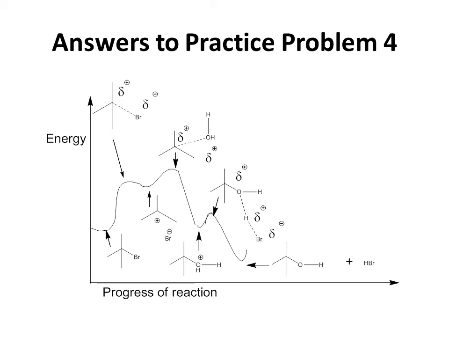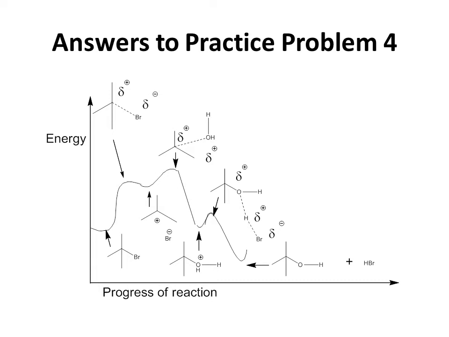The carbocation then reacts in a fast step, that's the small hill, to generate the transition state between water and the carbocation. So we have a partially positive carbon with a dotted line to a partially positive oxygen. That falls downhill to our first significant product, which is the protonated alcohol.